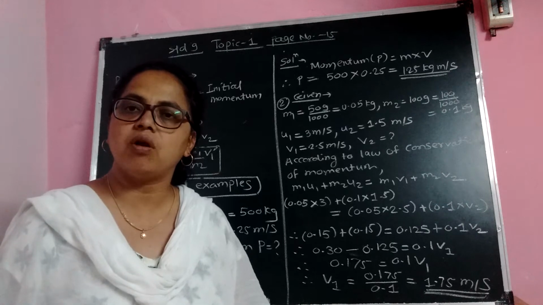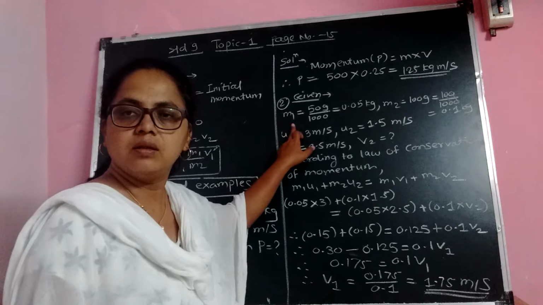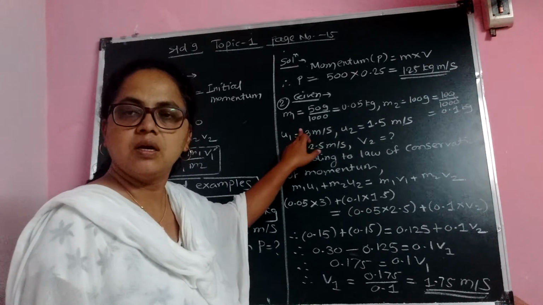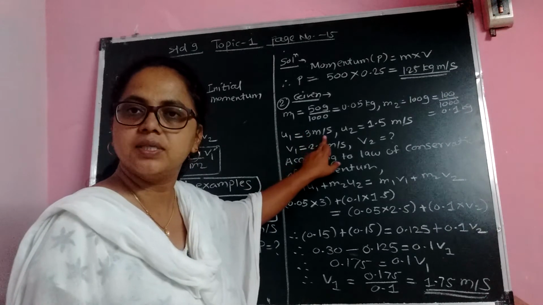You have to write down all the quantities, the given quantities. Here m1 is the mass of the first ball; here it is given in gram, converted into kilogram because velocities are given in meter per second.